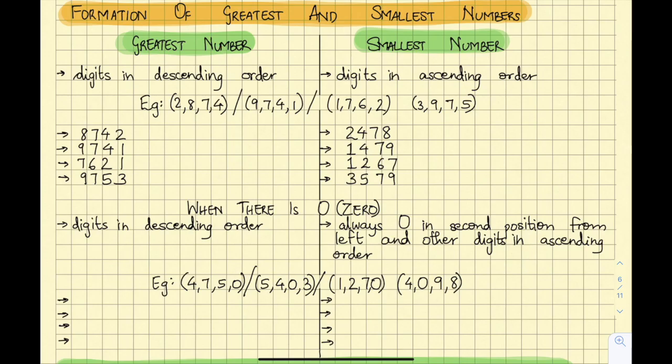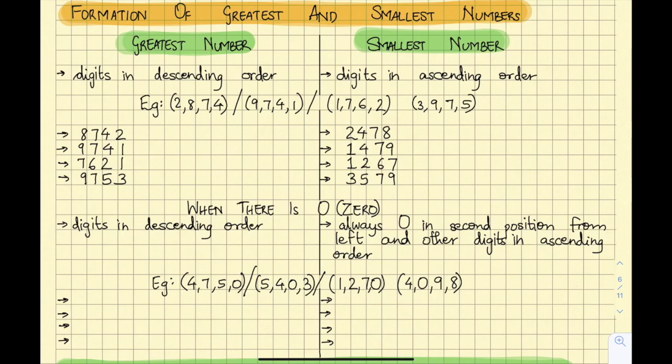how to form the greatest number and smallest number when there is 0. For the greatest number formation, the rule is exactly the same. Arrange the digits in descending order. So let us see an example. Here they have given us various numbers where everywhere you will see one digit is 0. So let us do them.